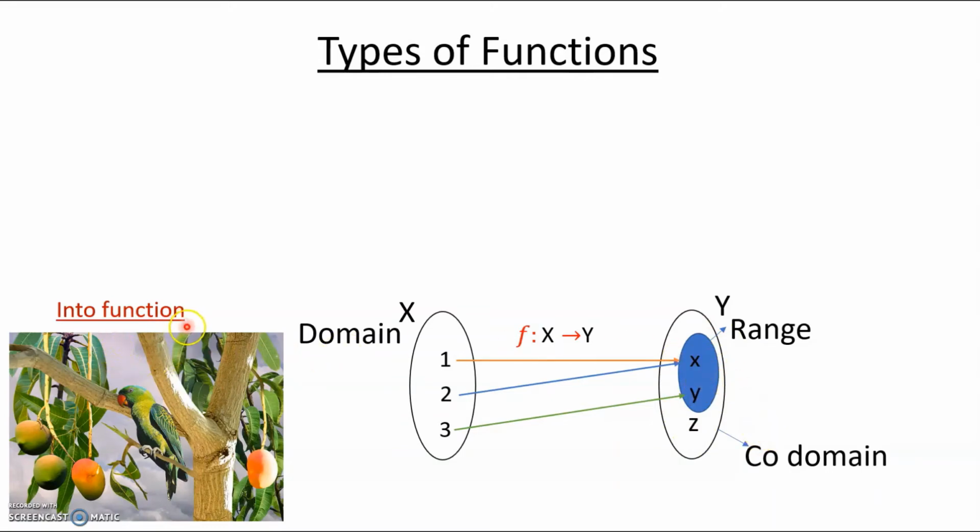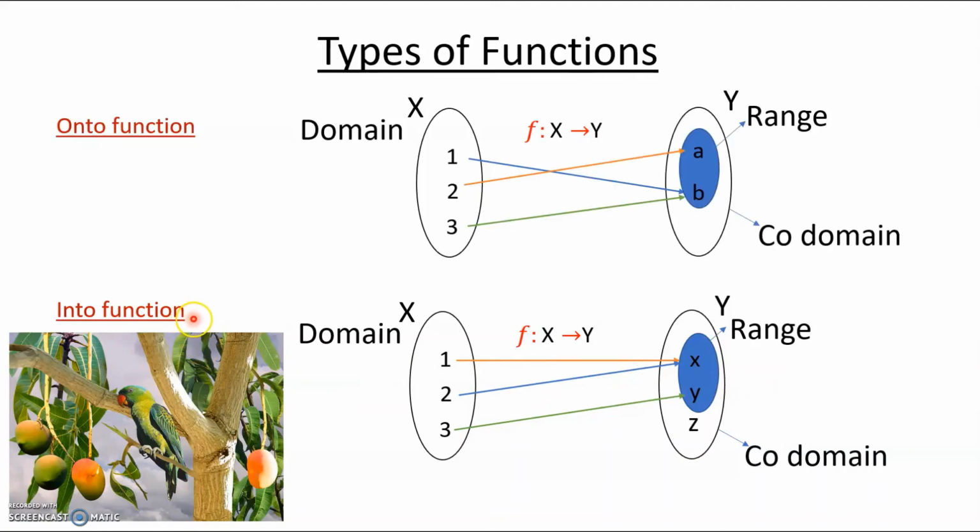So in an into function, there will be elements in Y, or in the codomain, where the mapping is not taking place from X. It is mapped only to certain elements in the codomain, and that is called the range. In other words, the range is smaller than the codomain. Range and codomain are not equal. All right? So that's an into function.